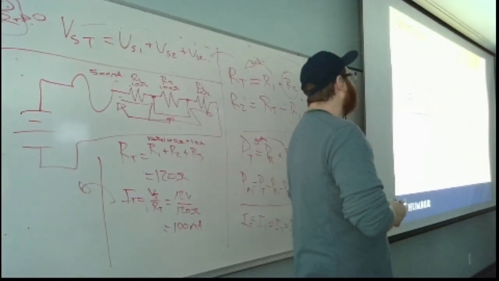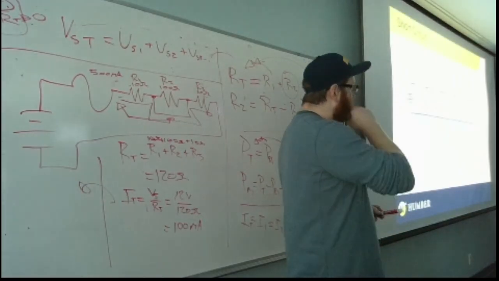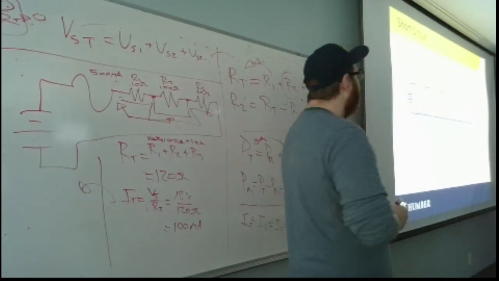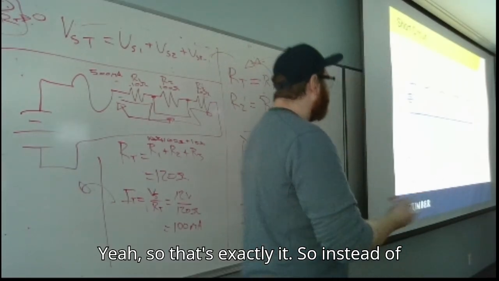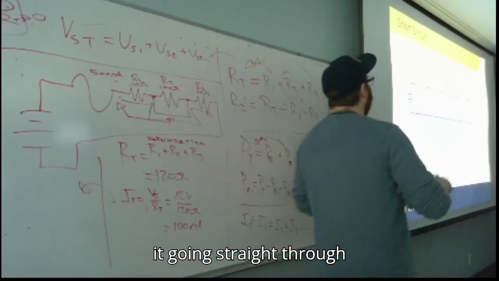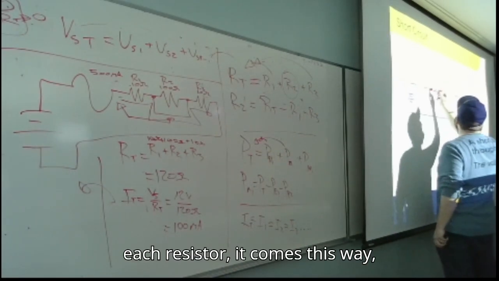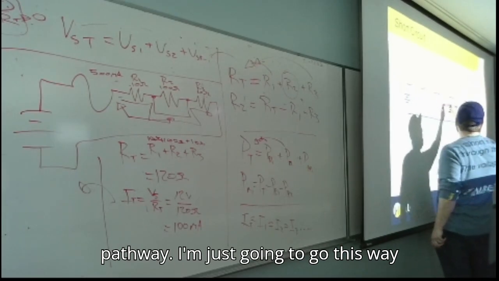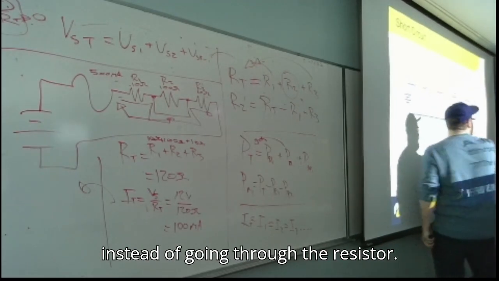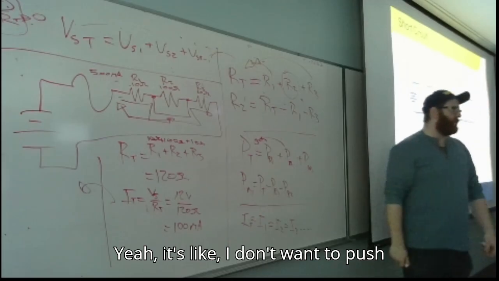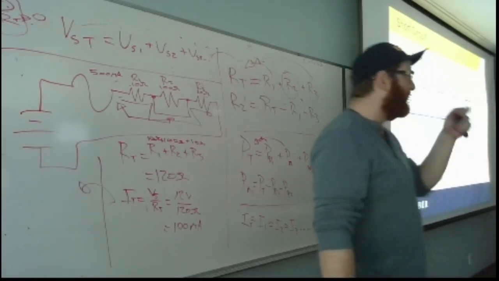Shorting R2, how does the current still get to R2? Yeah, so that's exactly it. Instead of it going straight through each resistor, it comes this way, and then it says, oh, there's an easy pathway, I'm just going to go this way instead of going through the resistor. Yeah, it's like, I don't want to push that 100 ohms, it's too heavy.